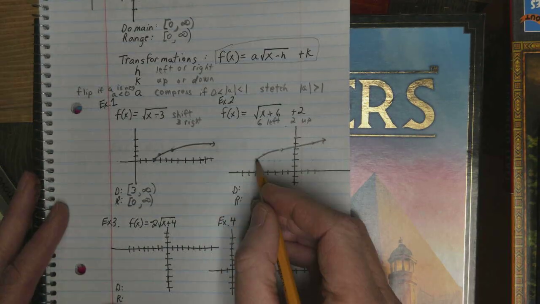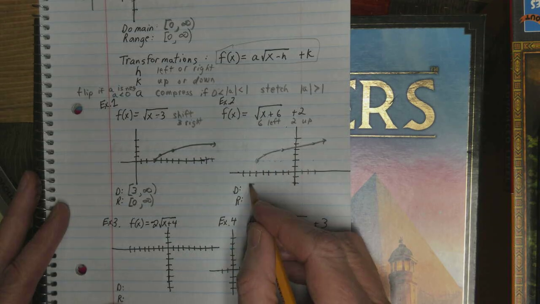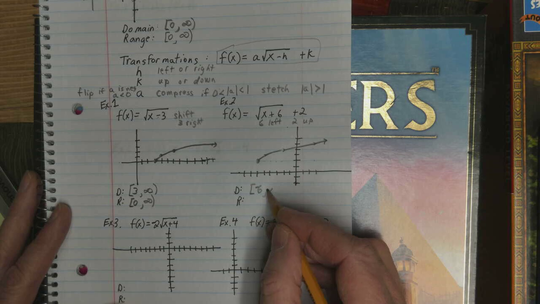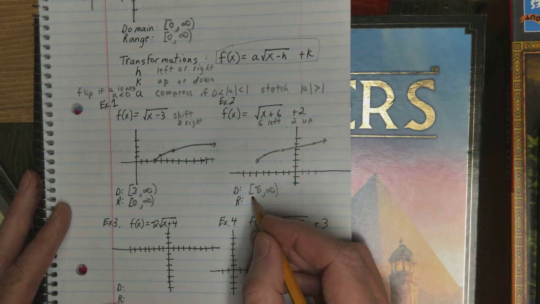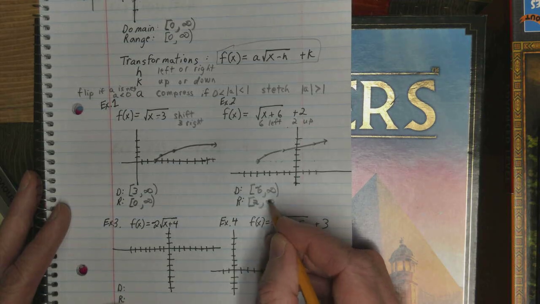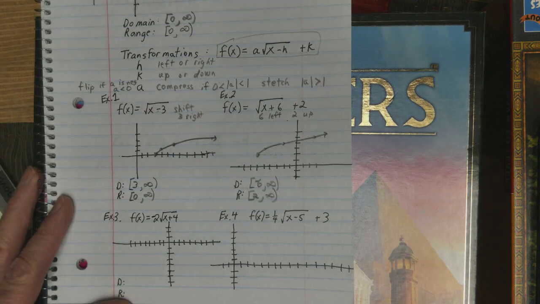The domain. What's the farthest left we go? Looks like -6 inclusive. And it'll keep going to the right. What's the furthest down that we go? Looks like 2. And it'll keep going up. So there's the domain and range.